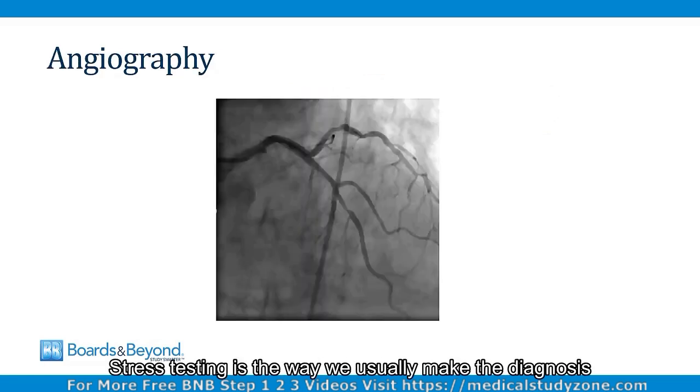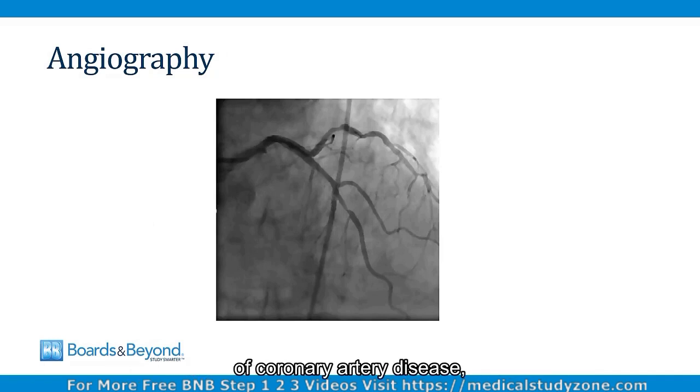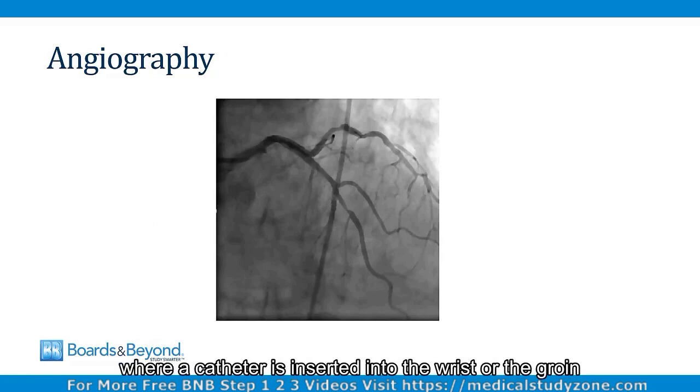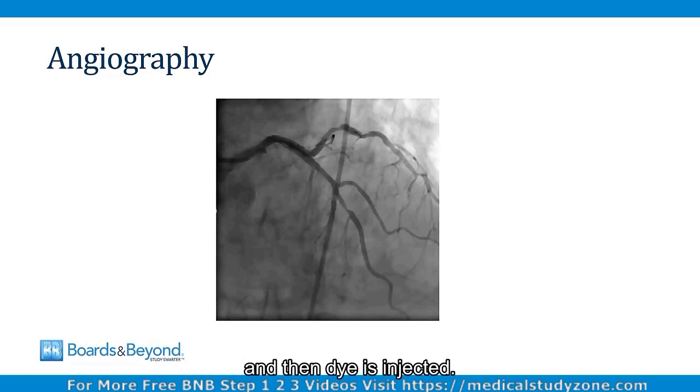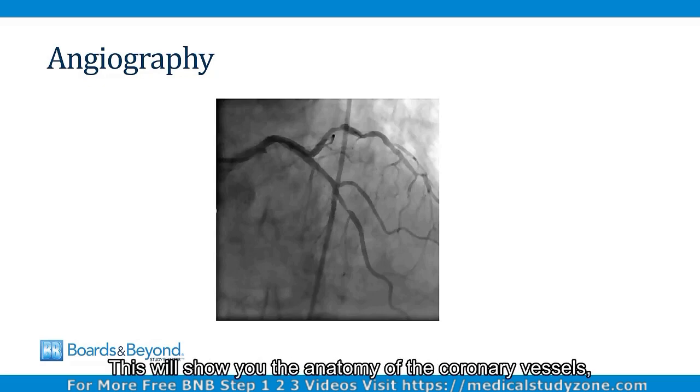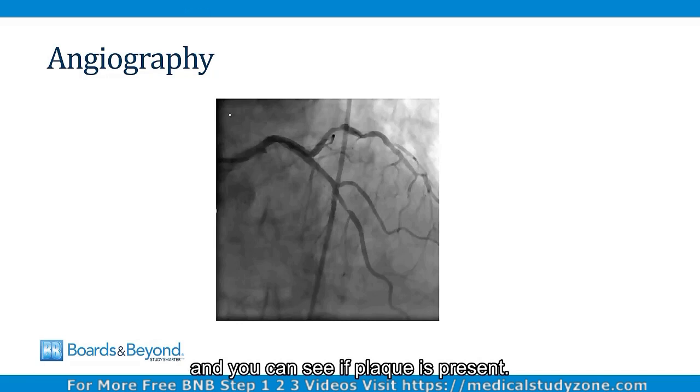Stress testing is the way we usually make the diagnosis of coronary artery disease, but it can also be identified by angiography. Angiography is an invasive technique where a catheter is inserted into the wrist or the groin and threaded up the aorta to the coronary arteries, and then dye is injected. This will show you the anatomy of the coronary vessels, and you can see if plaque is present.